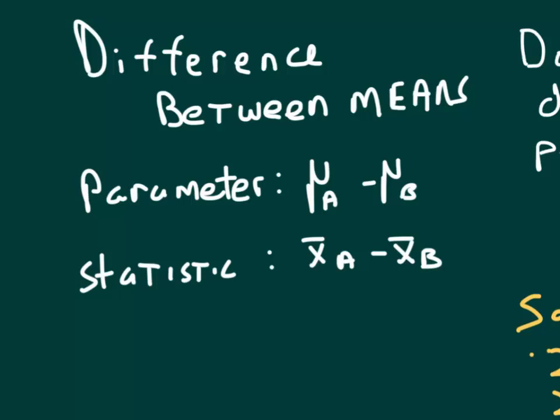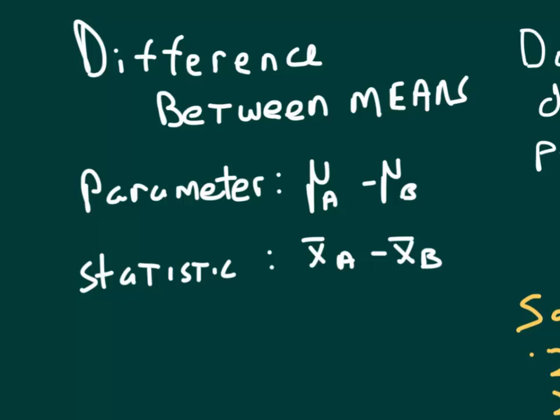Okay, let's look now at the difference between means, or what you're trying to estimate is the difference between population means. The parameter then will be mu A minus mu B, the difference between the population mean in group A and the population mean for group B. And then the statistic will be the difference between the two sample means, or x bar A minus x bar B.